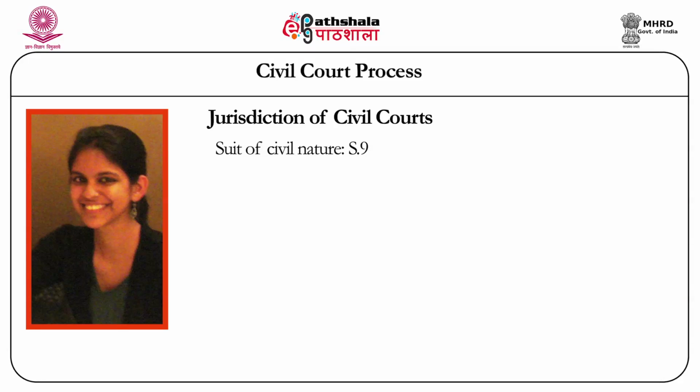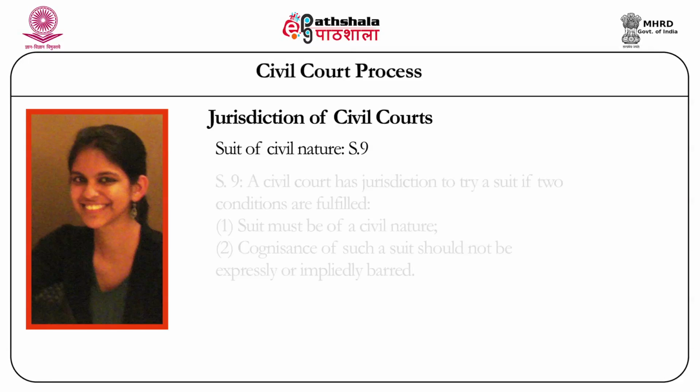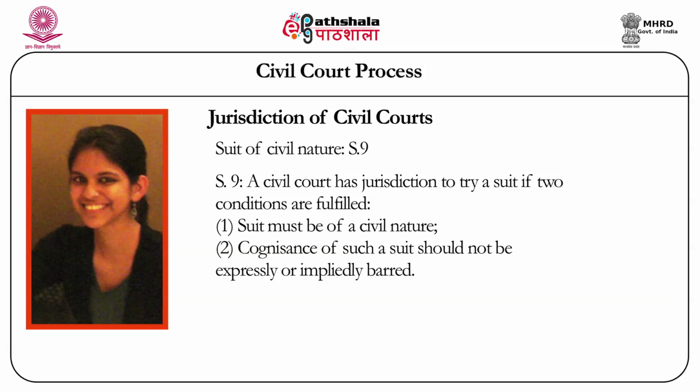Section 9 embodies a fundamental principle, ubi jus ubi remedium, that wherever there is a right, there is a remedy. It stipulates that a civil court has jurisdiction to try a suit if two conditions are fulfilled. 1. The suit must be of a civil nature, and 2. The cognizance of such a suit should not be expressly or impliedly barred.